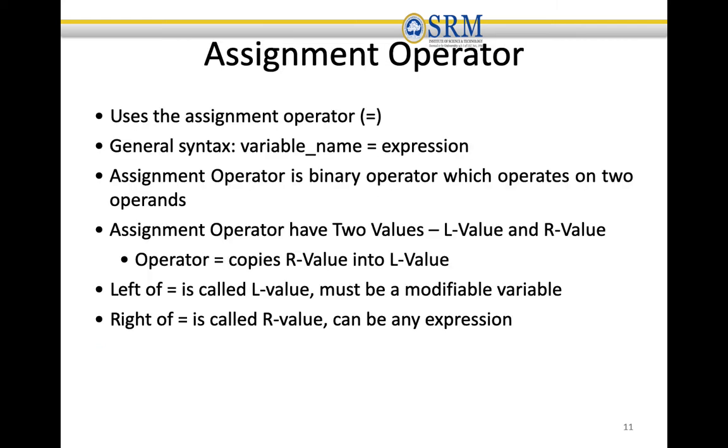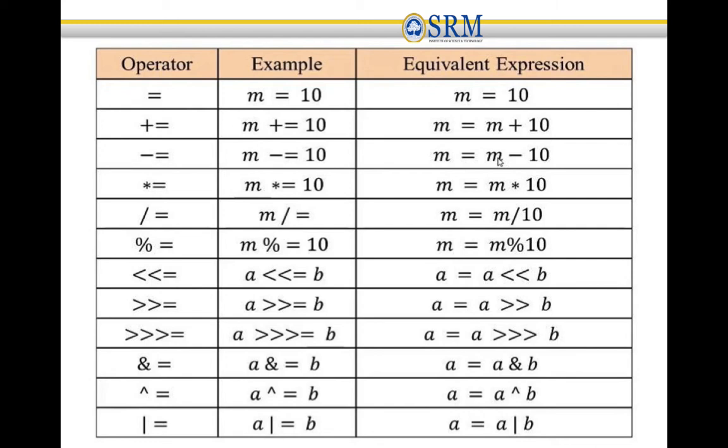Next is the assignment operator. The assignment operator is denoted by the equal to symbol. The general syntax is variable name equal to expression. In the assignment operator there are two parts: the L value and the R value. The operator copies the value from the R value into the left value, so it works from right to left. The left side is called the L value, which must be modifiable, a variable, and the right side is the R value, which can be an expression.